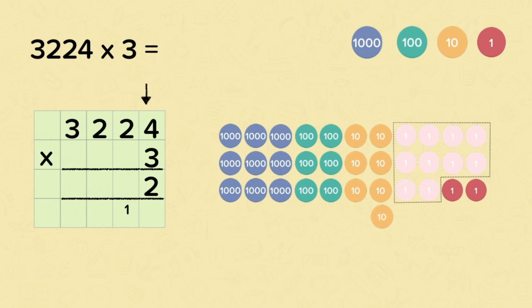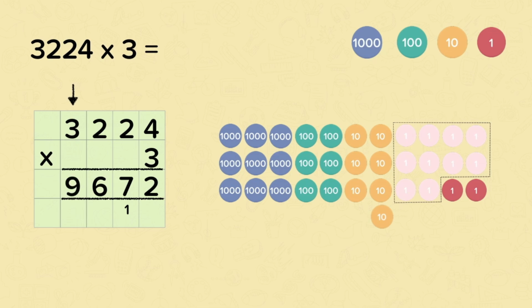Now, on to 2 times 3. 2 times 3 is 6, but remember, we've got that extra 10 which we exchanged over from the ones. So in total, that's 7 tens. Now, on to the hundreds. 2 times 3 is 6, that's 6 hundreds. And then on to the thousands. 3 times 3 is 9. There are 9 thousands in total.